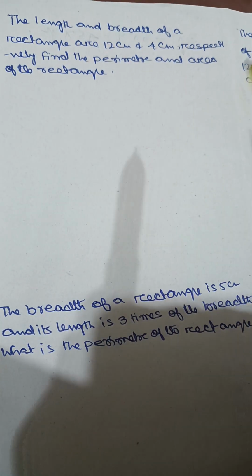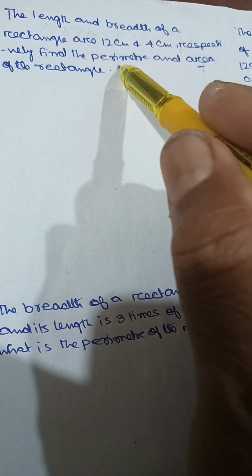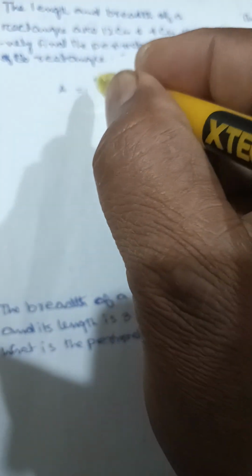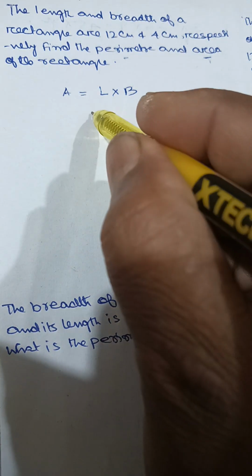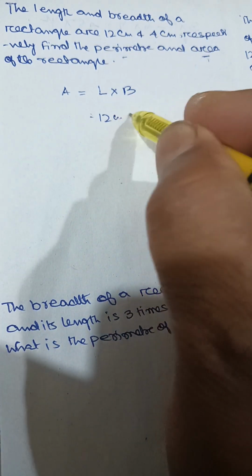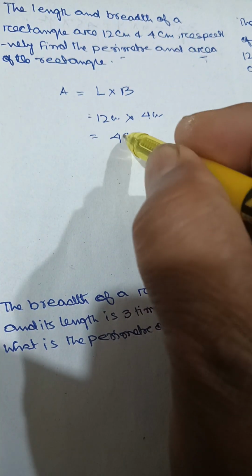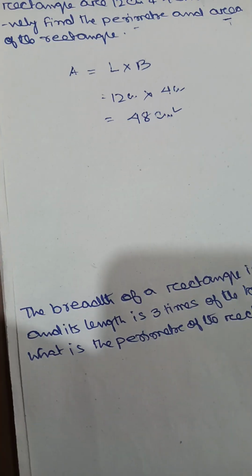Here you have to know two formulas. One is the area of the rectangle and one is the perimeter of the rectangle. So area of the rectangle, you remember, the formula is L into B. So L is given here 12 centimeter and breadth is given 4 centimeter. So their product will be 48, and this is the very important thing: unit should be centimeter square.